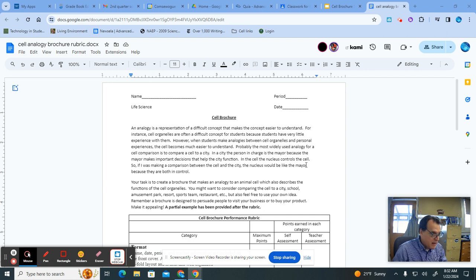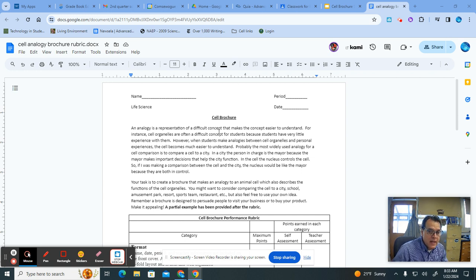So your job is to make a whole brochure. Try a full brochure, something you see in a hotel or a gas station or a doctor's office that has information on it. The brochure should be appealing. It should make people want to go to your place.